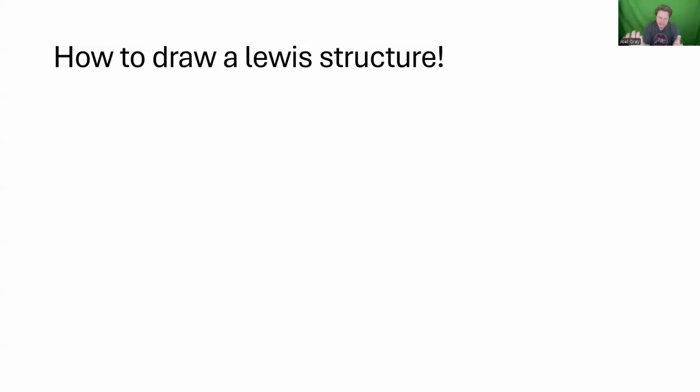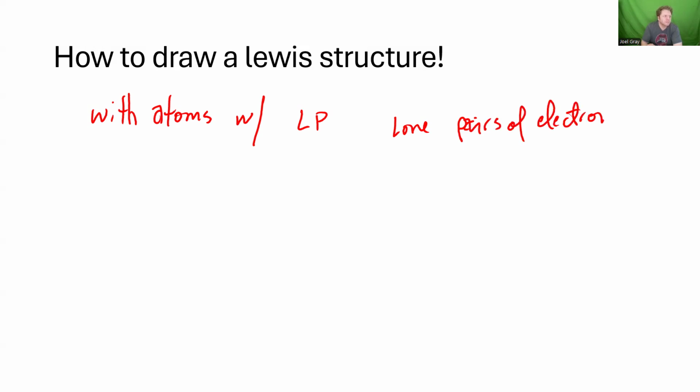So, with that in mind, today's lecture is really kind of a continuation of last Wednesday's lecture. Today, and this might look a little bit familiar to you, we are again going to be learning how to draw a Lewis structure. What makes today a little bit different is that we're going to be drawing Lewis structures with atoms with LP, lone pairs of electrons. So we're going to be figuring out where to put those electrons.